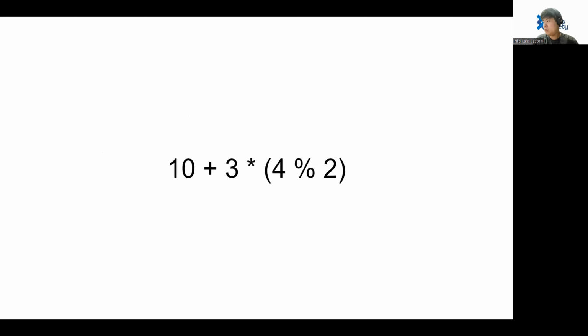And then we're going to be solving some series of examples that I prepared. So here, let me just get my pencil. So we all know that we have to solve what's in the parentheses first. So 4 modulo 2, that's 0. And then since there is no more parentheses to solve, we now go to the next level. So multiplication, division, and modulo. Since there is a multiplication here, so that's 3 times 0, that is equal to 0.